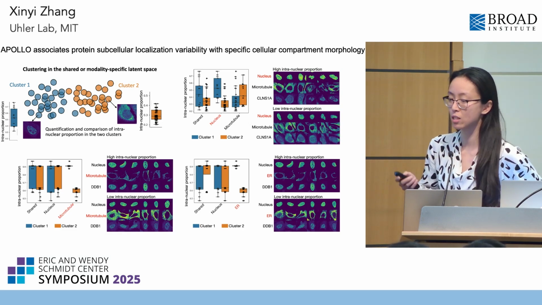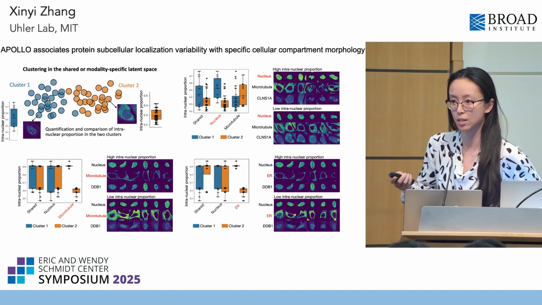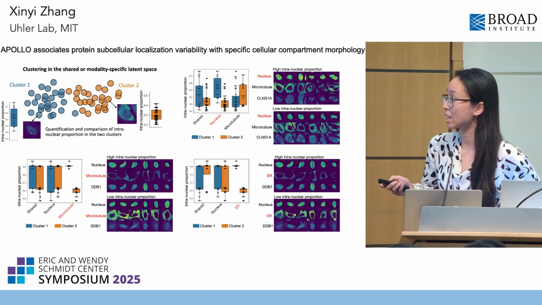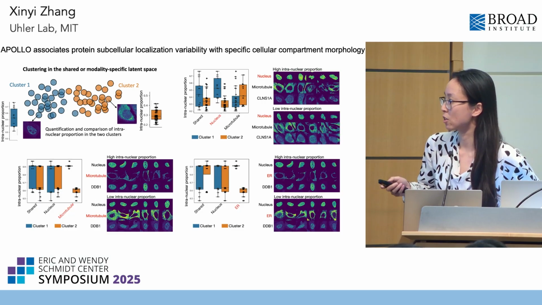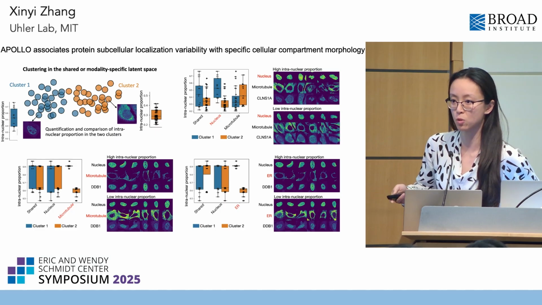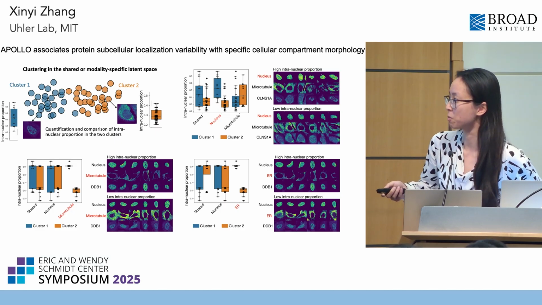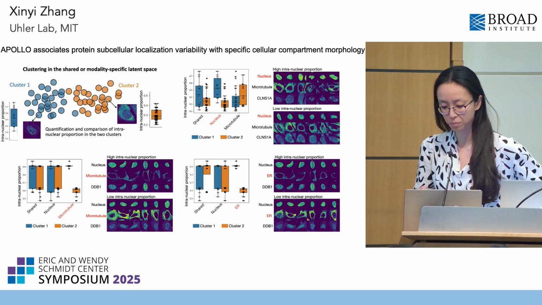And we can similarly do this for other proteins such as DDB1, and we found that the variability of DDB1 localization is not related to the nucleus, but is instead captured by both the microtubule and ER. And the variability is associated with the intensity of the microtubule and ER channels, as well as the ratio of the volume of cytoplasm to the volume of the nucleus.